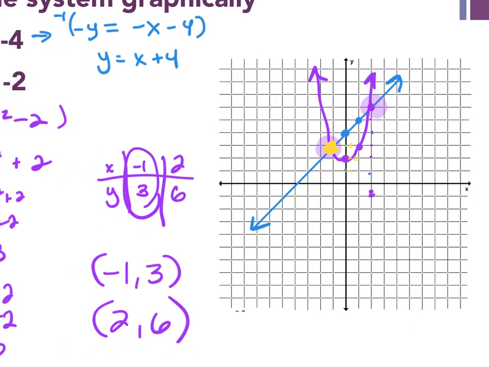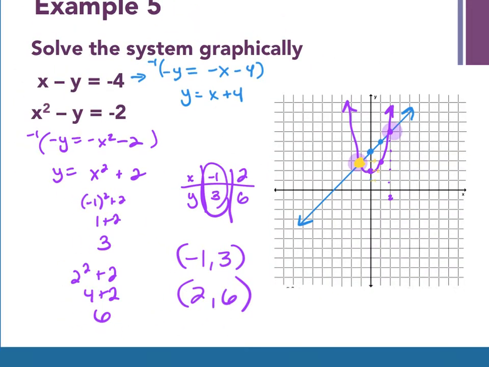Yeah, because we shifted up 2, right? Because of that up 2 shift, this one. That tells me up 2. If you didn't know it, then you would have to plug in 0, and then you'd get the 2.